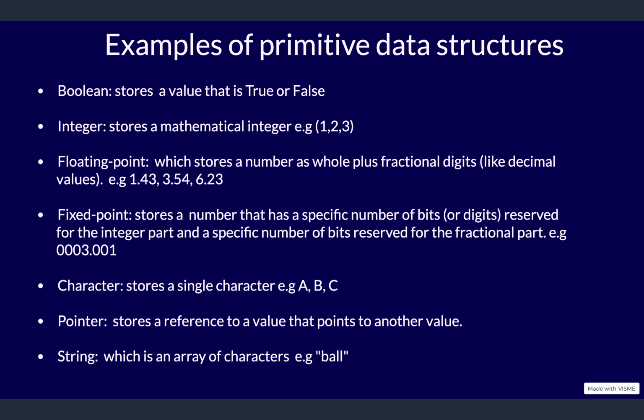The next one is a fixed point. A fixed point primitive data structure stores a number that has a specific number of bits or digits reserved for the integer part and a specific number of bits or digits reserved for the fractional part.